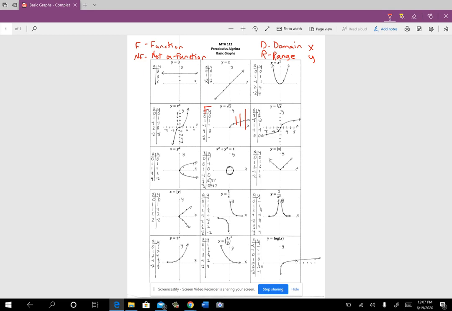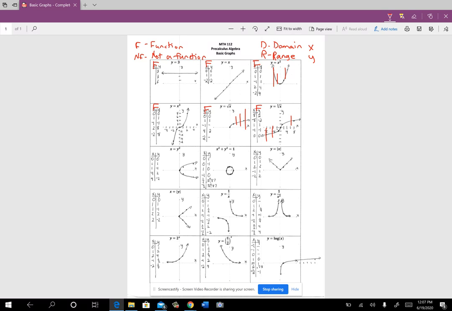I'm going to use F for function and NF for not function. Okay, so let's do that on all of these. So y equals 3, yes, a vertical line would only hit the graph in one spot. y equals x, that's a function. y equals x squared, a vertical line would only cross the graph in one spot, so that's a function. Same thing with y equals x to the third. Even the cube root of x appears to be a function. A vertical line would hit the graph in just one spot.